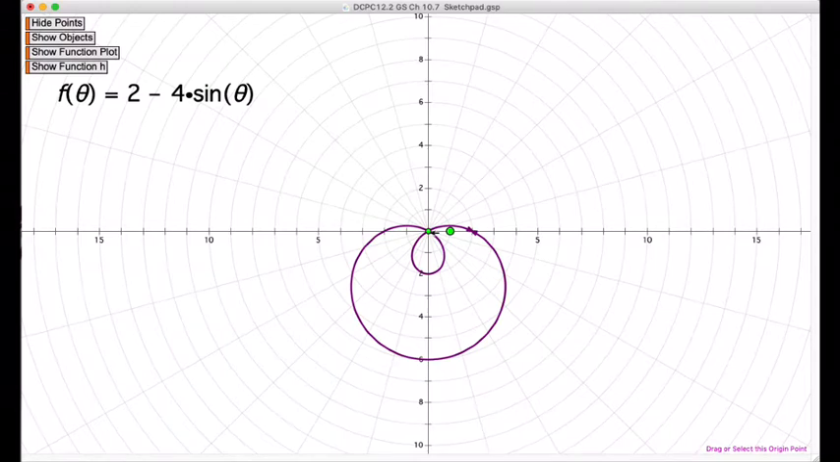All right, so those are the limacons that we can have. There are 4 different types, and we're going to move over to our notes right now and talk about those 4 different types and the different characteristics that we can pull off of them to help us graph.